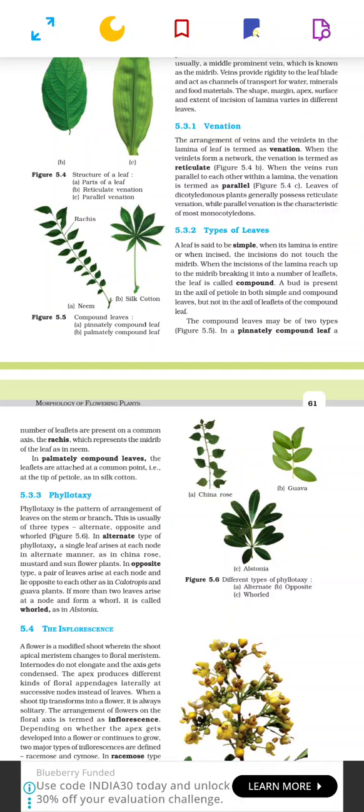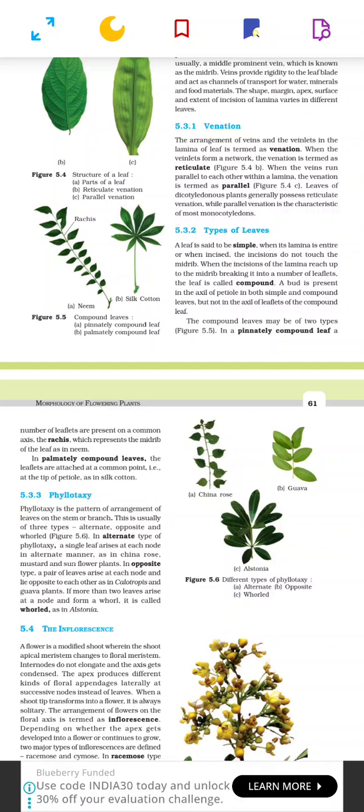So, here we can see in figure 5.5, A and B both show different types of compound leaf. A represents a pinnately compound leaf and B represents a palmately compound leaf. A pinnately compound leaf can be seen in neem and a palmately compound leaf can be seen in silk cotton. The neem figure shows the rachis, that is a thick midrib.